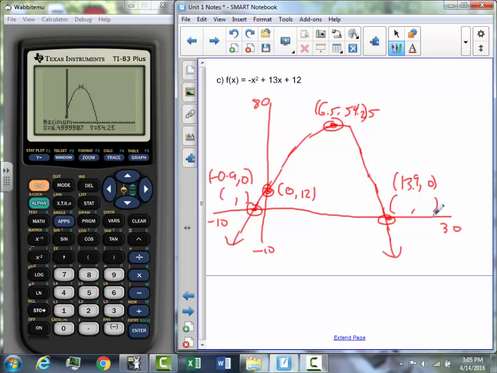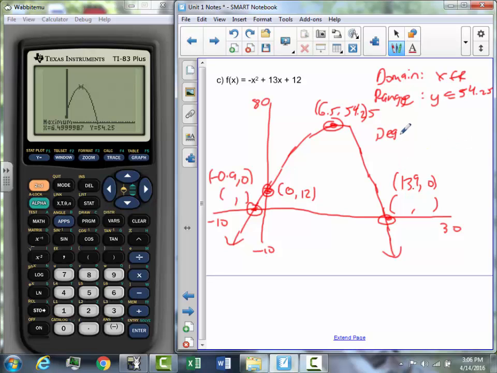Okay, let's talk through some of the other properties. So I have a few more for your list then. Let's do domain and range first. So domain, x element of the reals, range. What's the range of this graph? Yeah, y is less than or equal to 54.25. It's actually 25, by the way. 54.25.